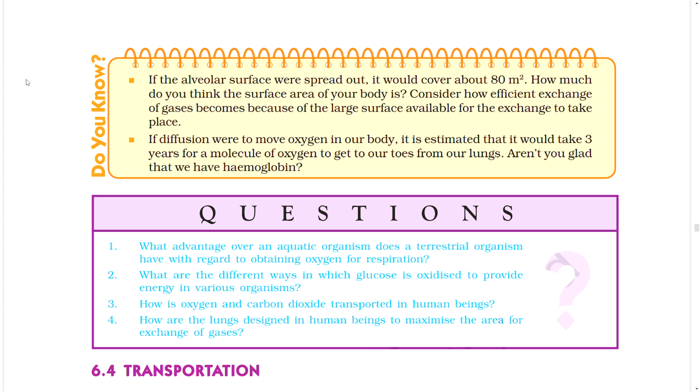Do you know? If the alveolar surface were spread out, it would cover about 80 meters square. How much do you think the surface area of your body is? Consider how efficient the exchange of gases becomes because of the large surface available for the exchange to take place. If diffusion were to move oxygen in our body, it is estimated that it would take 3 years for a molecule of oxygen to get to our toes from our lungs. Are not you glad that we have hemoglobin?